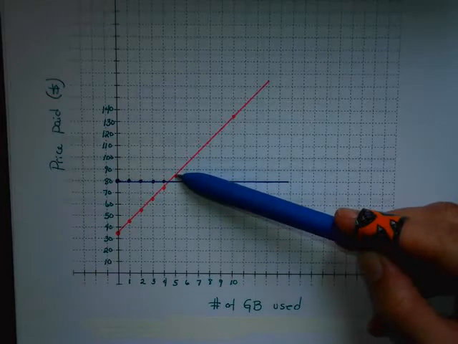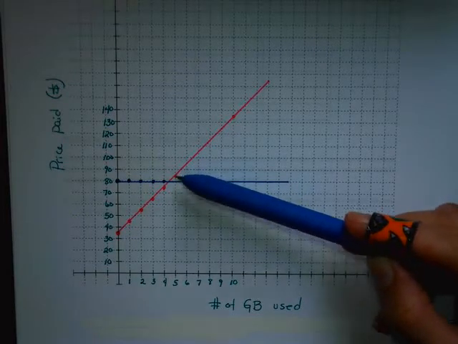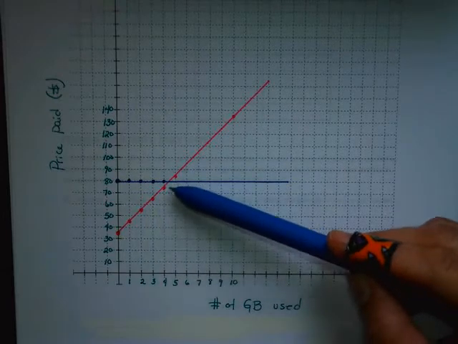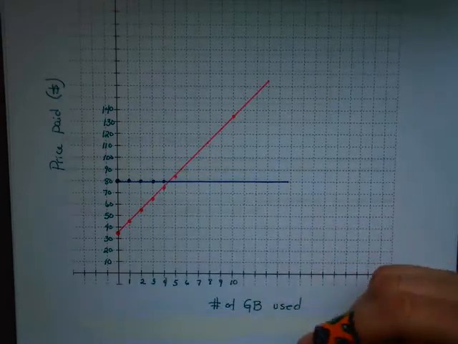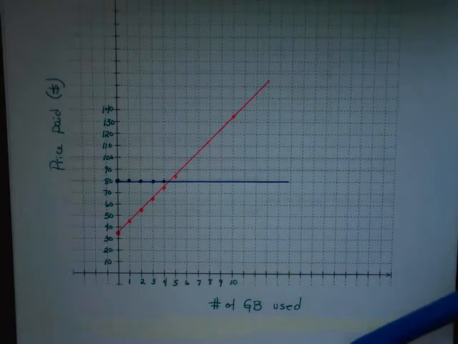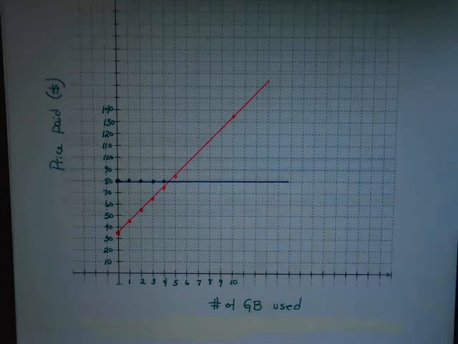Do you see that? So it looks like if we're going to use 4 gigabytes or under, we should go with the first plan. Anything above 4 gigabytes, we're going to go for the blue plan, the second plan, the plan that's a constant rate.